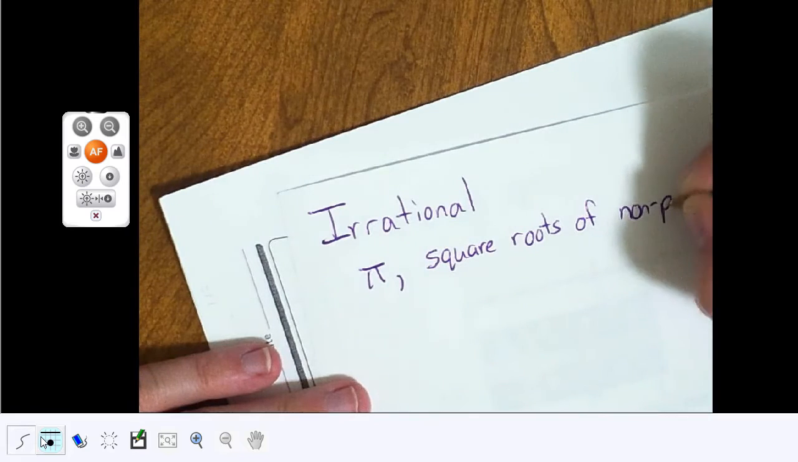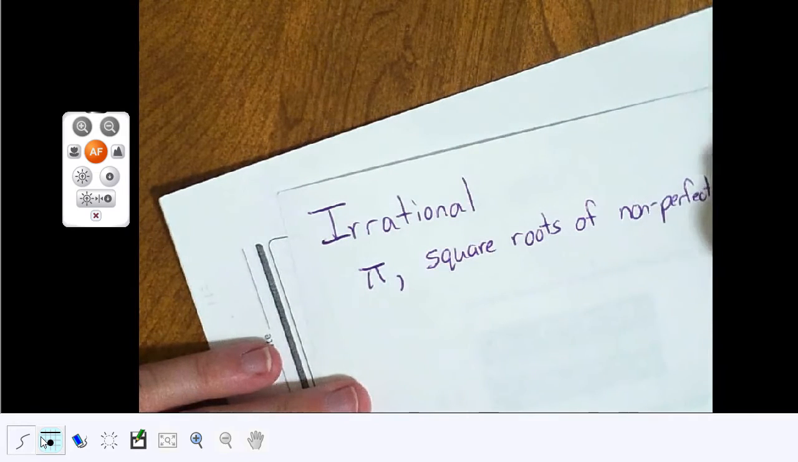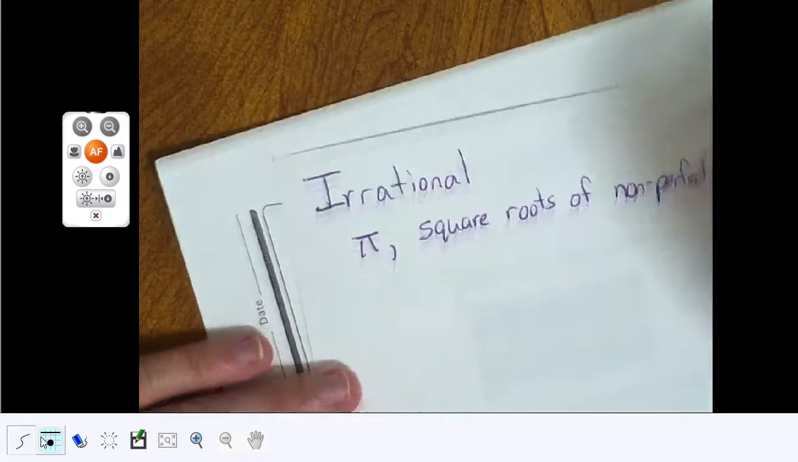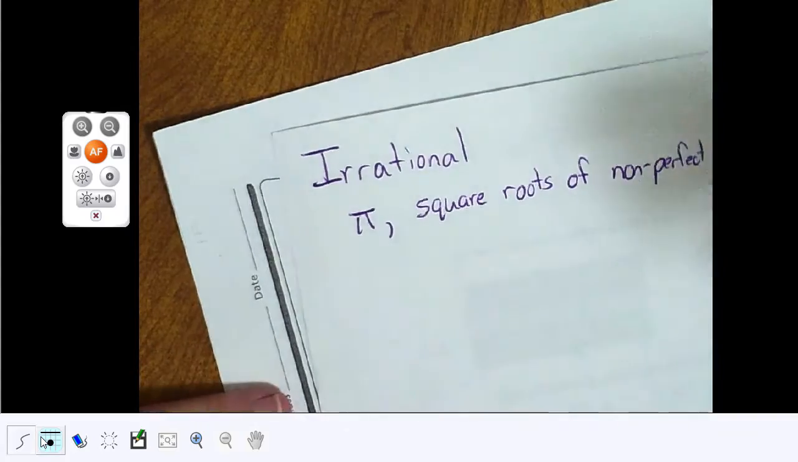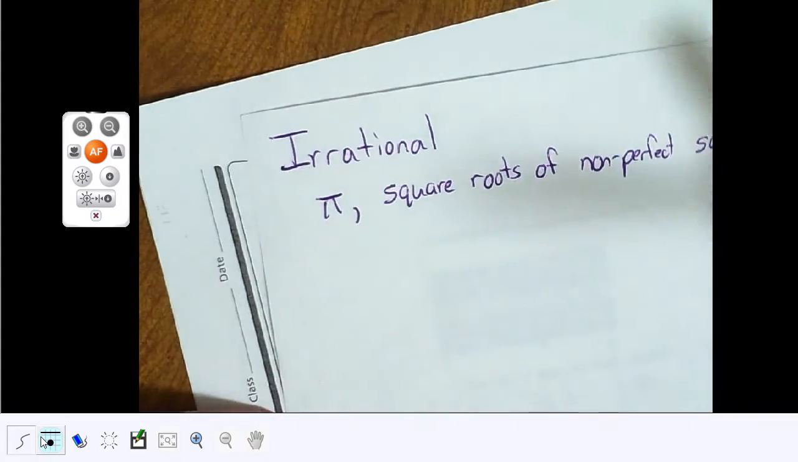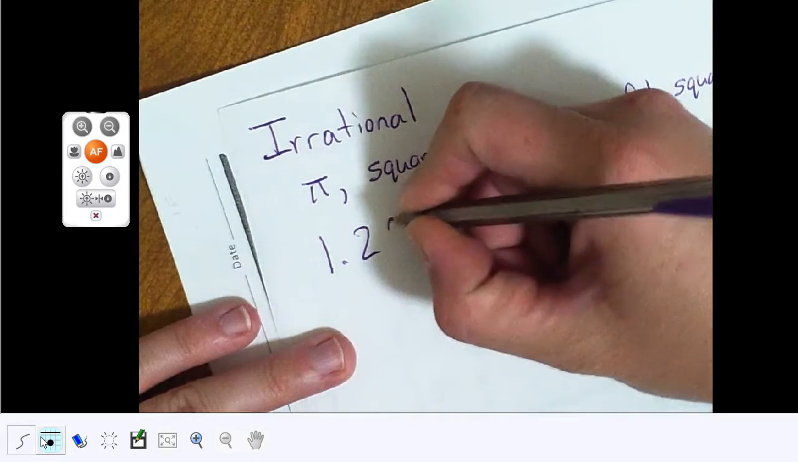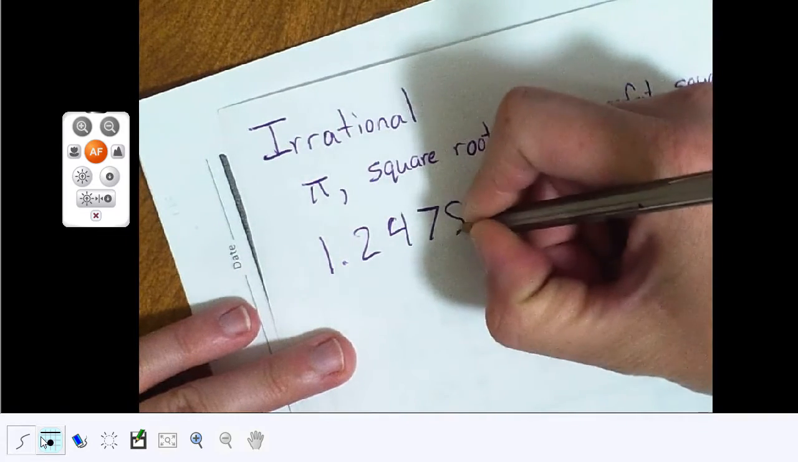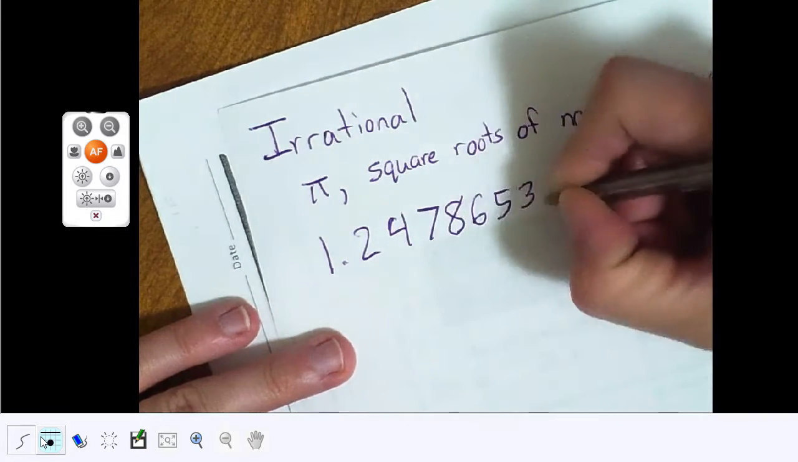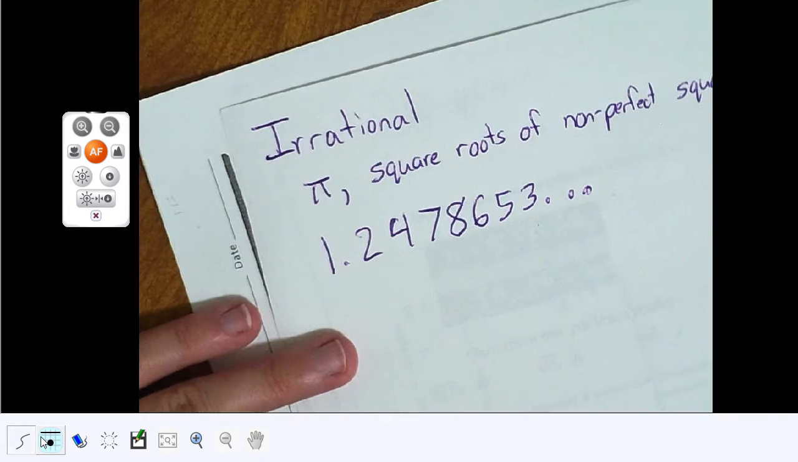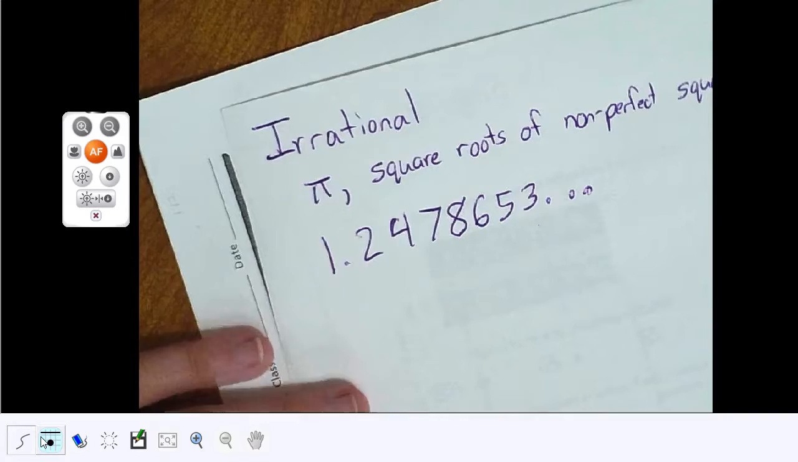If it's a perfect square, then it will be rational, but any other square root is irrational. So square root of 2, square root of 3, square root of 5, 6, 7, 8, 10, 11, 12, etc. Square root of 9 is rational because it's a perfect square. If you just have some number with no real pattern to it, and it just keeps going on and on and on, and we're going to use those dot dot dot ellipses to indicate it goes on and on, that's going to be irrational.